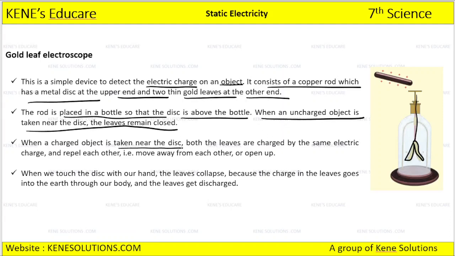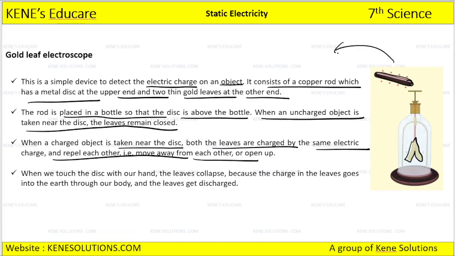When a charged object is taken near the disc, both the leaves are charged by the same electric charge and they repel each other, moving away from each other. So whenever you bring any charged object near the top, the gold leaves gain the same charge. Both gold leaves gain the same charge and because of that there is a repulsion. Okay, and this is simply the gold foil experiment. If the charged body is removed from near the end, then they again remain closed, meaning they get discharged again.